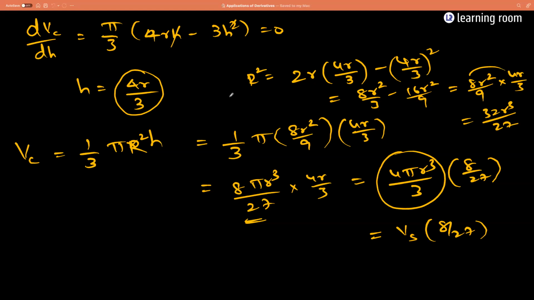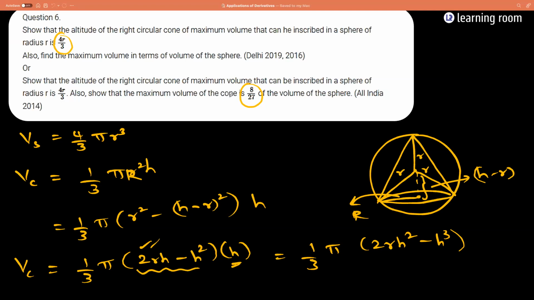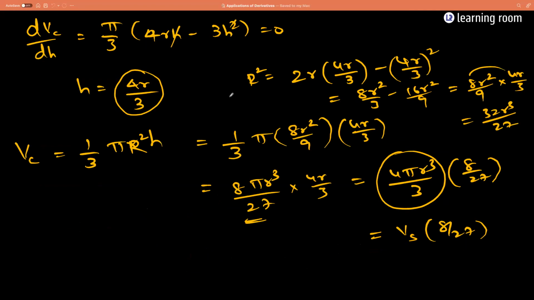Right, mark it as important. You would have seen multiple times it has come. 2014, 2016, 2019. Mark it as important. Okay.